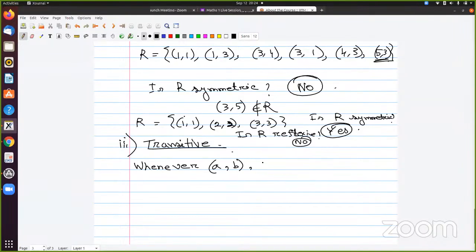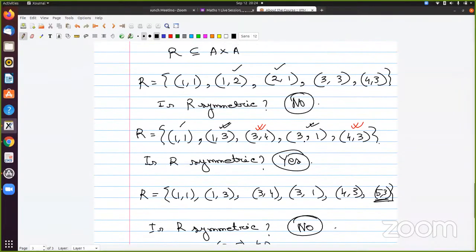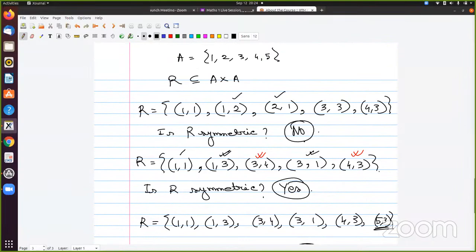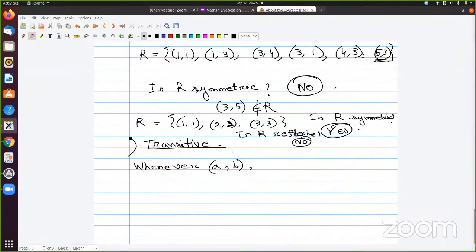Sir, I have a doubt. In the above example, we take A is equal to 1, 2, 3, 4, 5. Instead of these, suppose we take 0, 1, 2, 3, 4, 5, and if we multiply A into A, then we get 0, 0. Then will 0, 0 be symmetric or not? Symmetricity counts for a set, not for a single element, right?